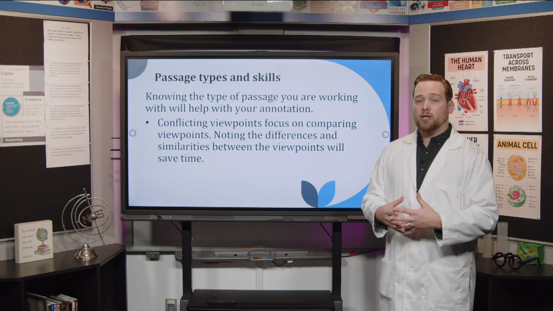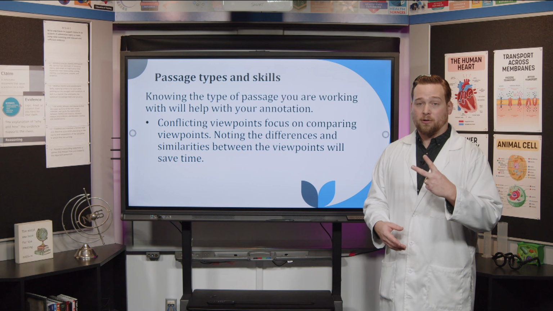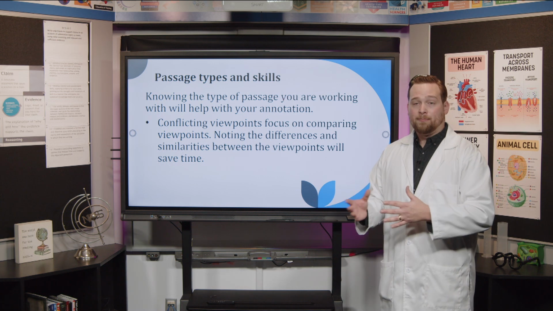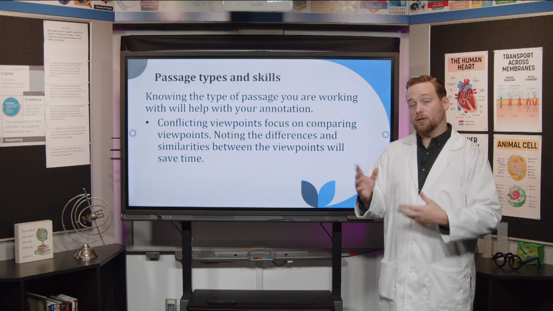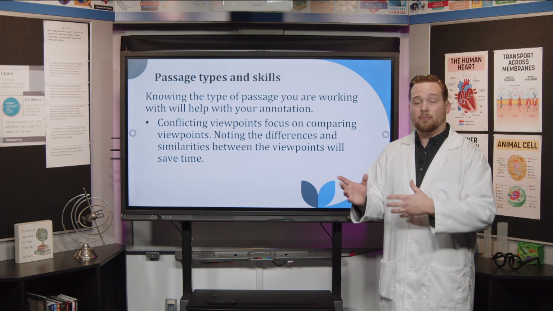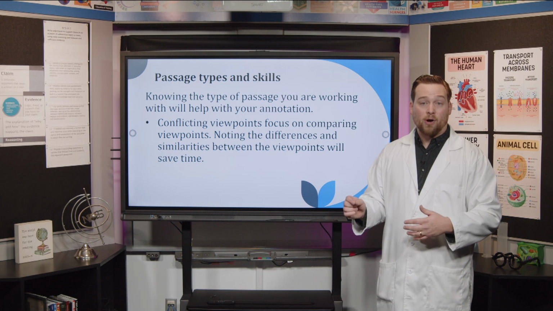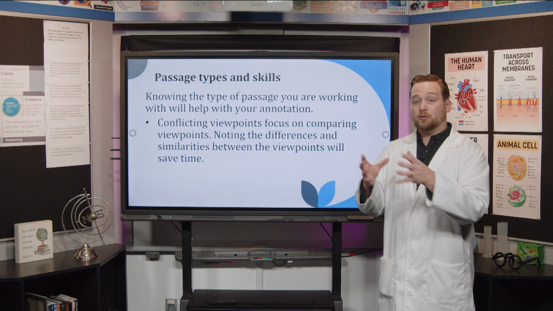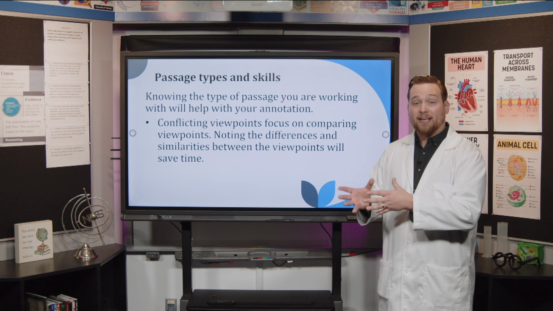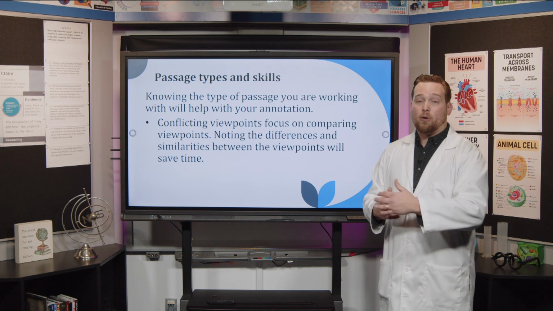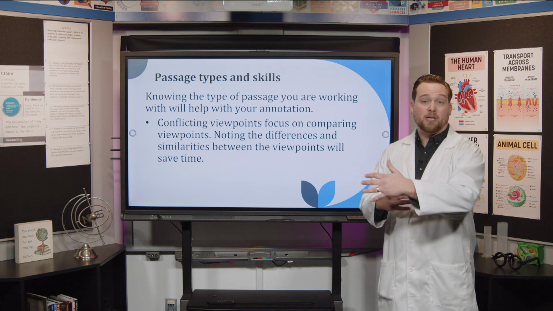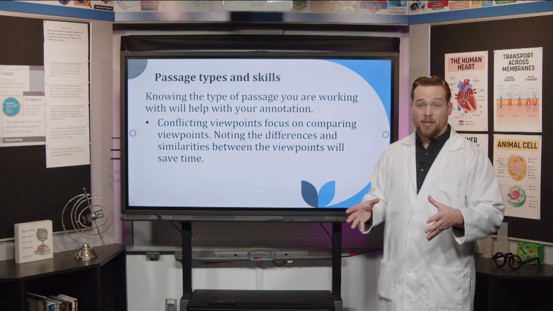So what you might want to do here is pick 2 different colors, maybe green and red. Everything that the viewpoints have in common, you underline or highlight in green, and anything that is different about them, you highlight in red. And then that way, when you get to the questions, you're going to be asked questions about how they are different or similar. That way you don't have to go back and reread this big wall of text. You have all the information that you need there.